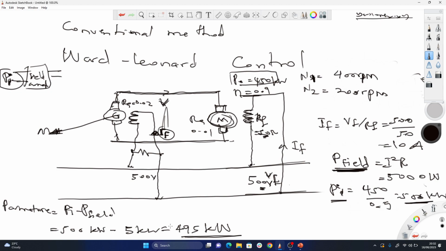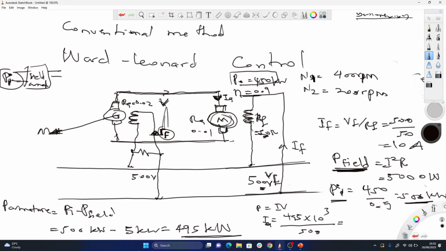Now, why am I finding this power that gets to the armature? I want to find the armature current, the current that goes to the IA. So I know power of the armature, right? P is equal to IV, right? So my I will be equal to P over V. So P is 495 kilowatts over voltage 500 volts. I'm finding IA. I want to find the current IA.